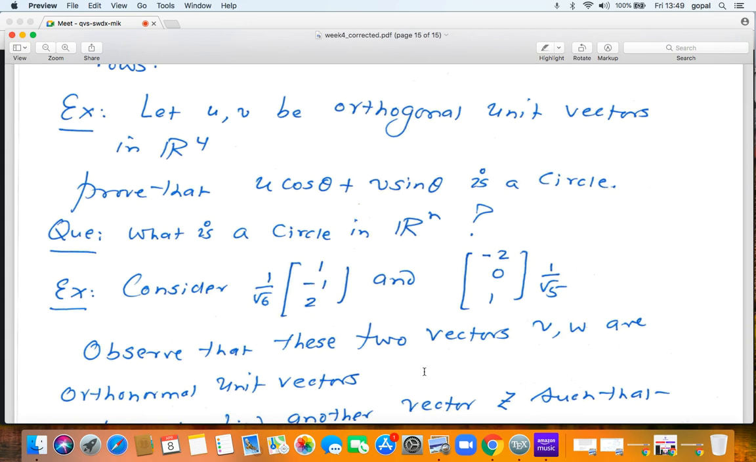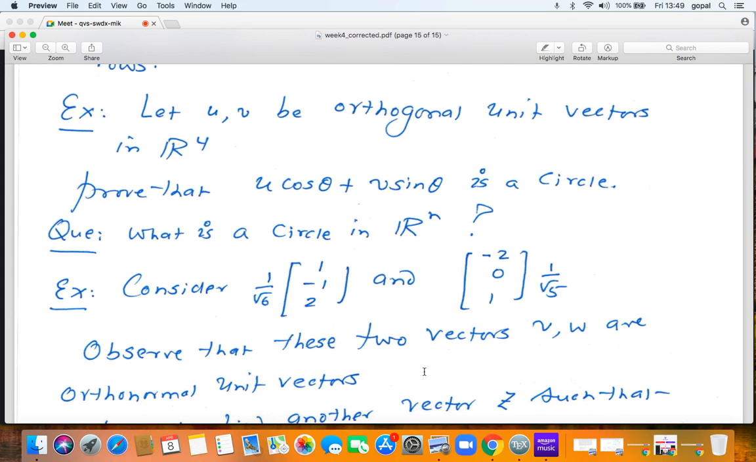So now let us take this vector U cos theta plus V sin theta, and take its dot product with itself. You're going to get U dot U cos squared theta. You're going to get V dot V sin squared theta. And then you're going to get U dot V cos theta sin theta, and V dot U sin theta cos theta. But U dot V and V dot U are 0. The two vectors are orthogonal. And U dot U is 1 and V dot V is 1. And cos squared theta plus sin squared theta is 1.